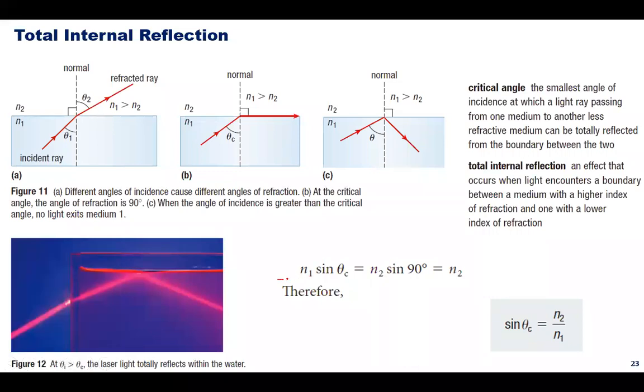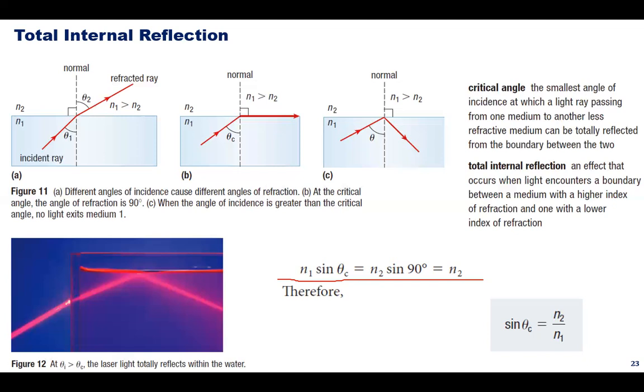Here, N1 sine theta C equals N2 sine 90 degrees, which equals N2. Therefore, we know sine of the critical angle theta C equals N2 over N1. Therefore, we can find the critical angle theta C. Since the sine of an angle can never be greater than 1, there can be no critical angle unless N1 is greater than N2, right?